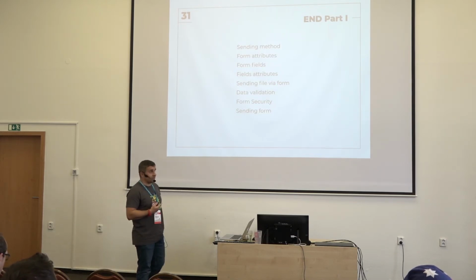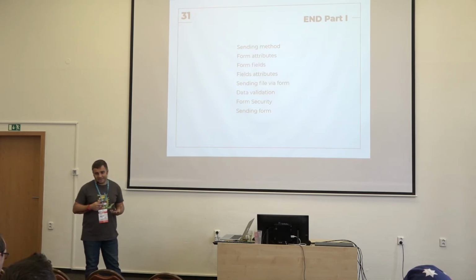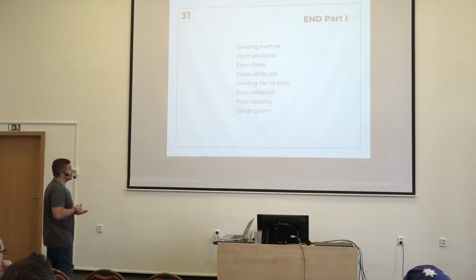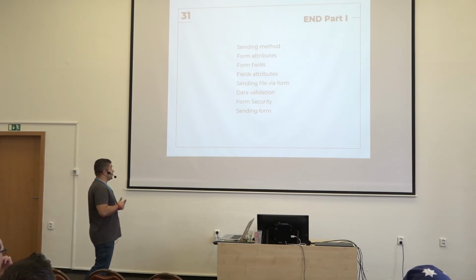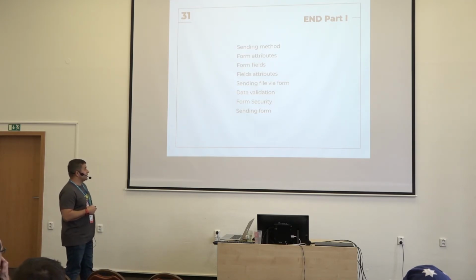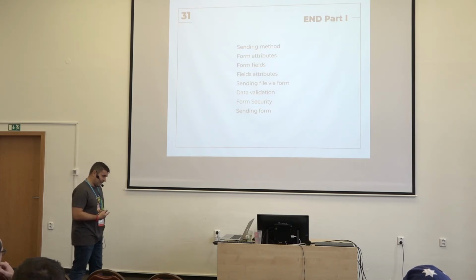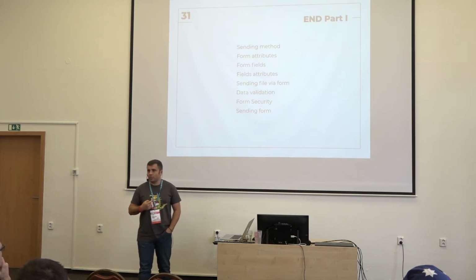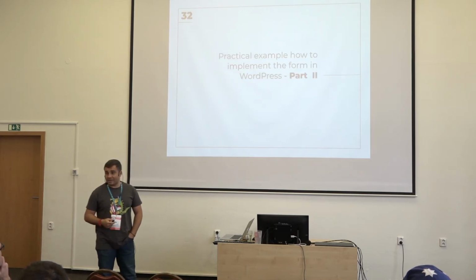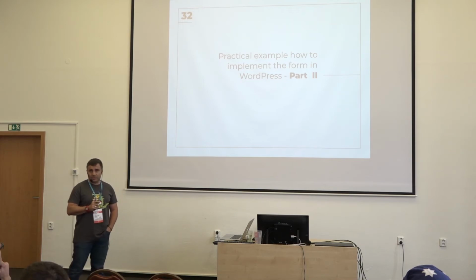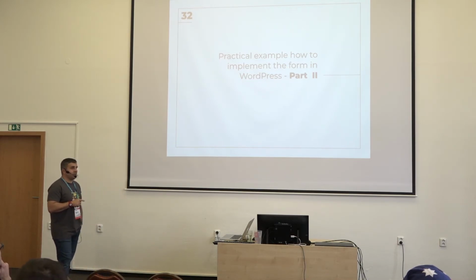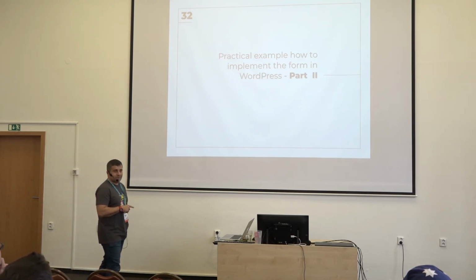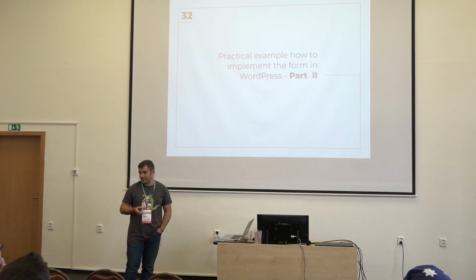This is the end of part one. So, we have some basics. I talked about sending methods, form attributes, form fields, field attributes, sending files, data validation, form security, and sending. And now we take this knowledge to prepare a practical example, a very simple view of how to use this in our WordPress theme. Because not every time should we use a plugin.